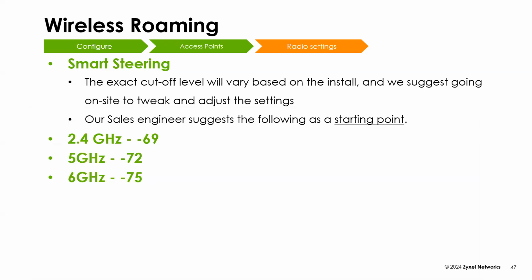Now, by default, we set that setting to negative 70 dBm. So feedback from our sales engineer is you probably want to tweak those settings. So he has suggested the following settings as a starting point, and then you may need to tweak it again based on your particular RF environment and the particular behavior of the clients that are on that network. So he suggests setting 2.4 gigahertz to negative 69, 5 gigahertz clients to negative 72, and 6 gigahertz clients to negative 75.